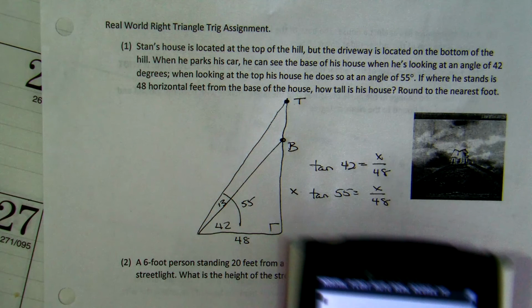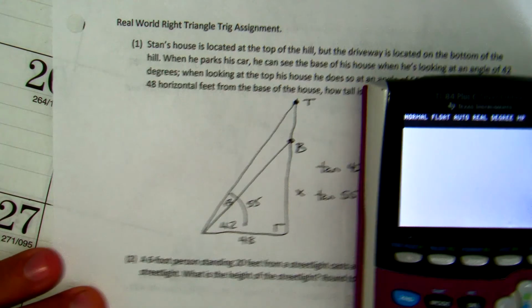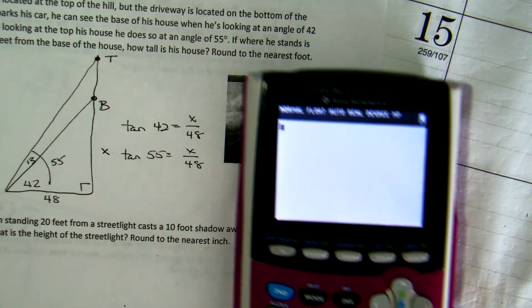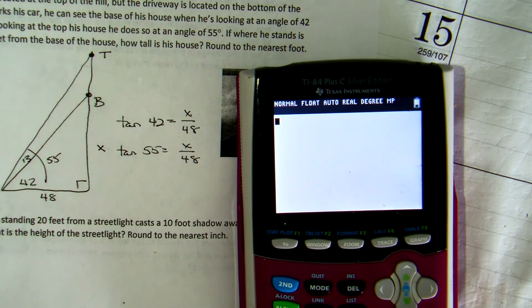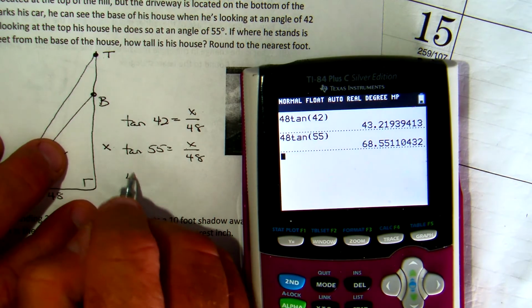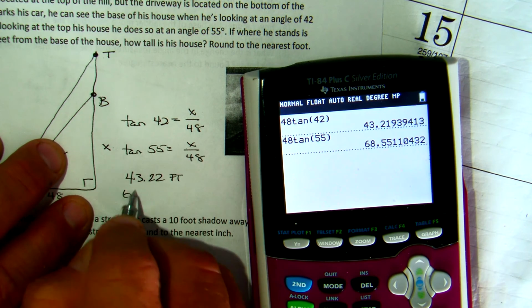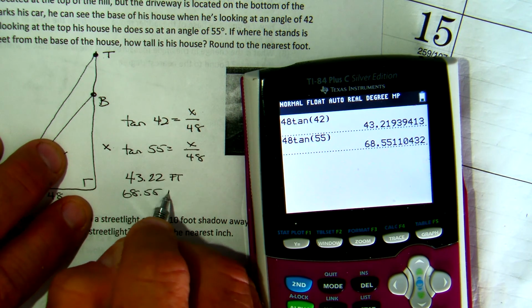I go to my trusty calculator. And I realize I'm multiplying, so I do 48 tangent 42. Comes out to be about that. And then I do 48 tangent 55. It comes out to be about that. So I have 43.22 feet, 68.55 feet.